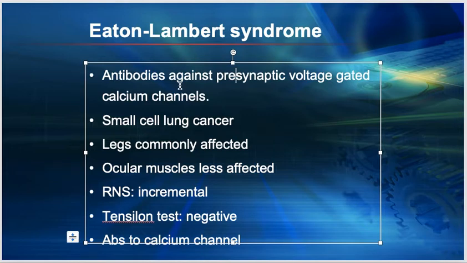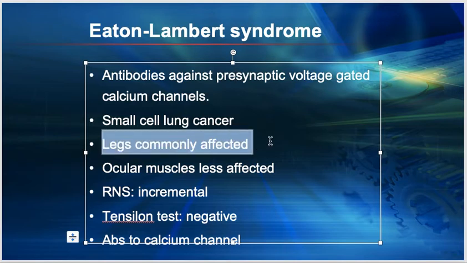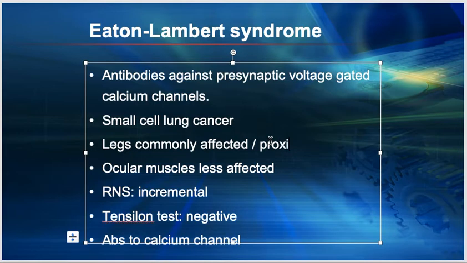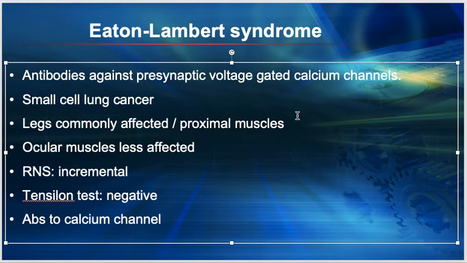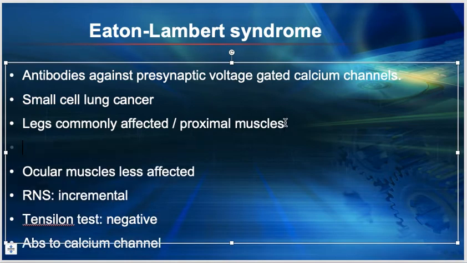It also causes weakness of the skeletal muscles, but no sensory or coordination abnormalities. The legs are commonly affected, and the proximal muscles are commonly affected. Even in myasthenia gravis, it's the proximal muscles which are commonly affected, so it's the same. But one thing you have to remember is the difference: reflexes are absent in this case. Why? Because when you check the reflex, there will be no movement. If you keep on checking reflexes, the reflex will start coming back. They also have more anticholinergic symptoms like dry mouth, impotence, constipation.